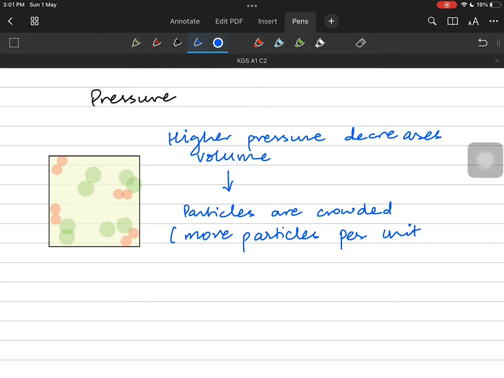You can't just say more particles. You're not talking about it in general terms. You're talking about per unit volume.